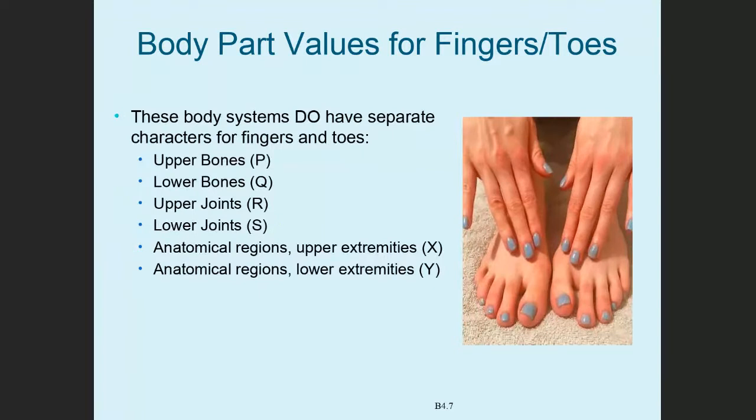Other body systems do have specific body part values for fingers and toes: upper bones, upper joints, lower joints, anatomical regions, upper and lower extremities. So in this case, the fingers are numbered and then there's thumbs. And so you'd be able to use the specific finger or toe to build the code.